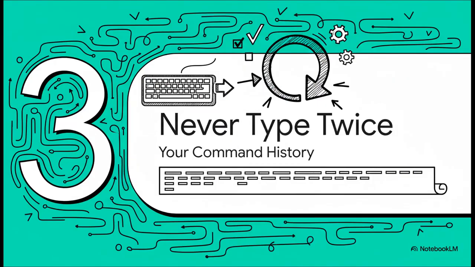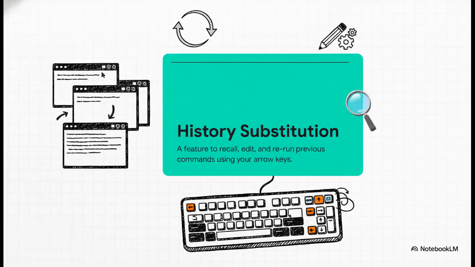Okay, next power-up. We have all done this. You run a command and, a typo. You don't have to type the whole thing out again. This is where your command history becomes your absolute best friend. This is called history substitution. All you have to do is use the up and down arrow keys on your keyboard. You can cycle through every command you've already entered in your session. Just find the one you need, fix that one little character you messed up, and hit enter. It's such a simple move, but it saves a shocking amount of time and frustration.